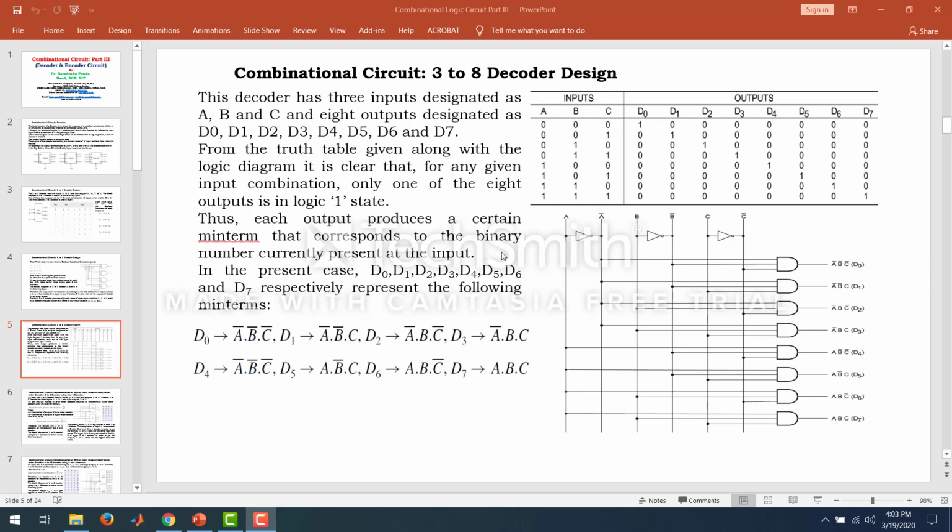From here we get D0 equal to A bar, B bar, C bar; D1 equal to A bar, B bar, C; D2 equal to A bar, B, C bar; and so on. D7 is ABC. According to that, the circuit has an AND plane with many AND gates. For D0, A bar, B bar, C bar will be connected. For D1, A bar, B bar, C will be connected. For D2, A bar, B, C bar will be connected. From this truth table we get these expressions and we make the circuit like this.